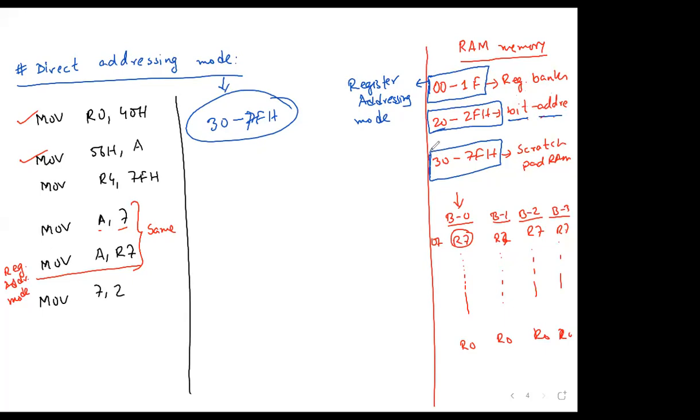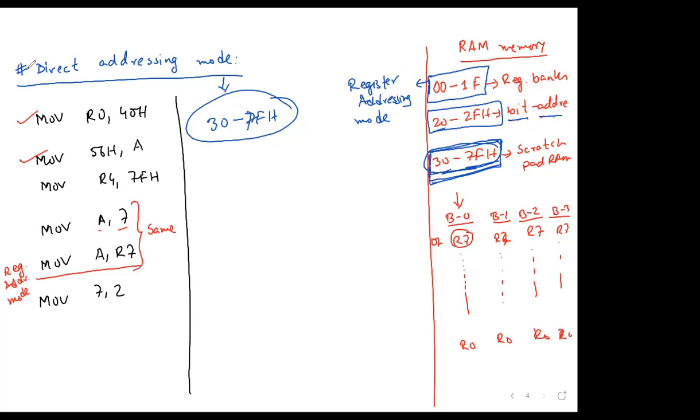Now come to this scratchpad RAM. Look at this scratchpad RAM. In scratchpad RAM, these address locations do not have any name like R7, R6 or all these things. They only have their location or address. That's why when we are in this zone, that is when we are in the scratchpad RAM, we cannot use this register addressing mode.